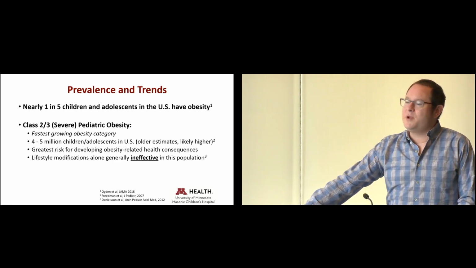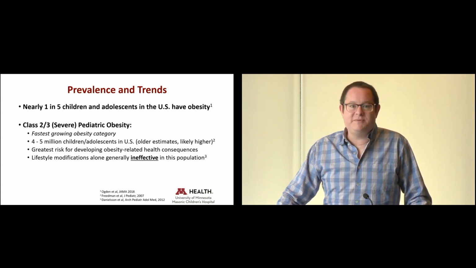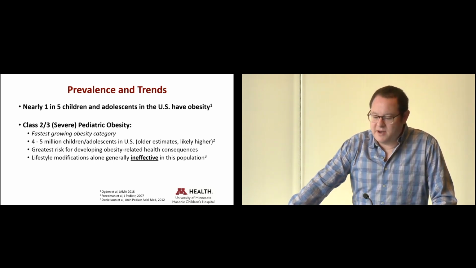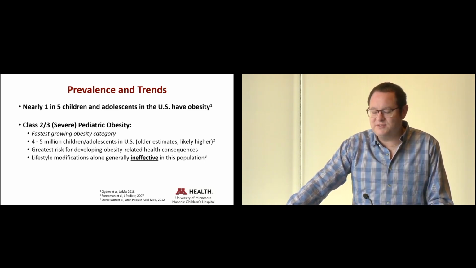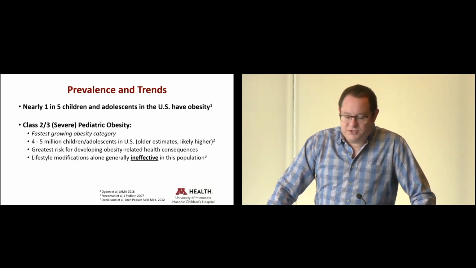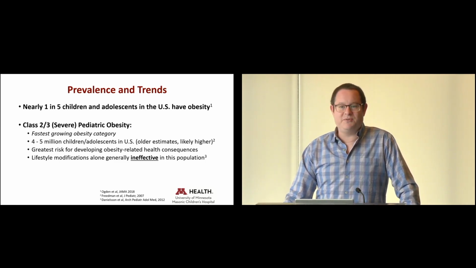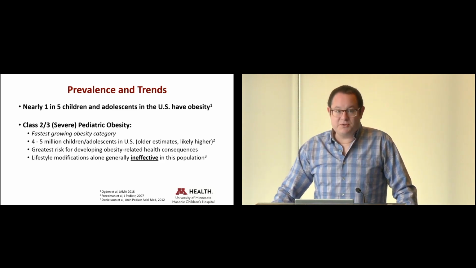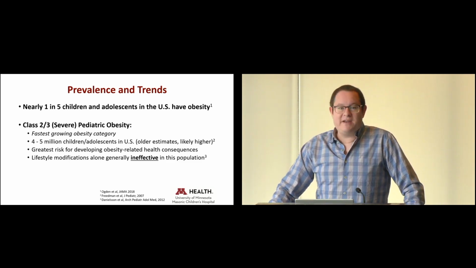Now class 2 and 3, also known as, quote-unquote, severe obesity, which is having a body mass index that's 1.2 times the 95th percentile or above, is actually the fastest growing category. It has been estimated, and this number is a little old, so I've also seen estimates as high as 8 million children and adolescents living in the U.S. fall within this category. These are the children that have greatest risk for developing obesity-related health consequences, so things like diabetes, hypertension, sleep apnea, fatty liver disease, etc. And unfortunately, this is also the group in which studies have shown that lifestyle modifications, so just telling somebody to go out and diet and exercise, is generally ineffective. Studies have shown up to 98% of the time that's an ineffective approach by itself.